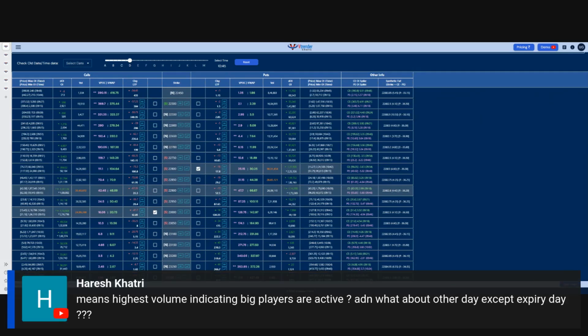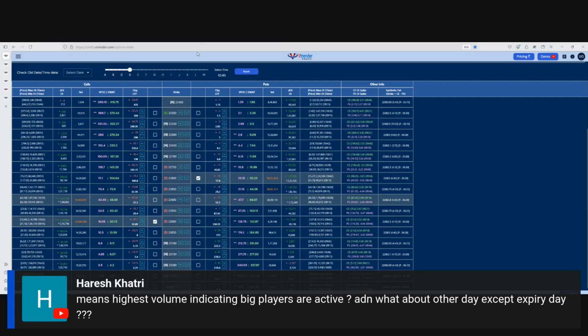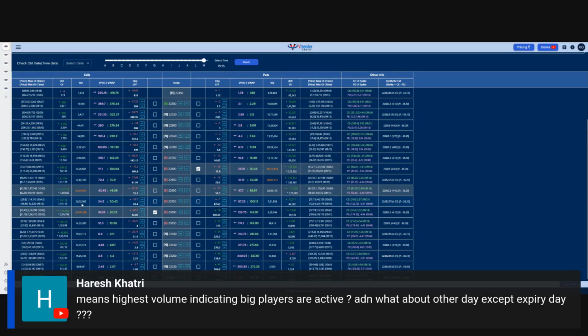So Harish has another question. He wants to know about days other than expiry day. This option table we look at every day. On expiry day, definitely the volumes will be the highest, and you will also see volumes coming in the in-between strikes like 22,850 and 22,950, which does not happen on other days. But on other days also there is some amount of writing which is happening.